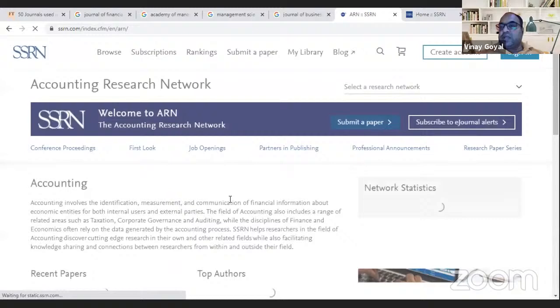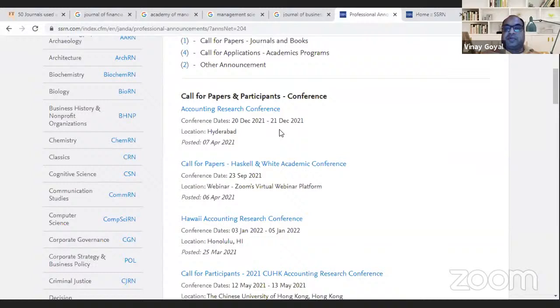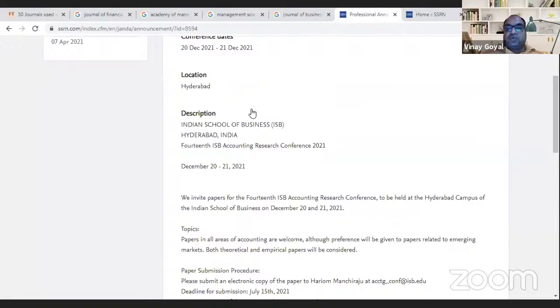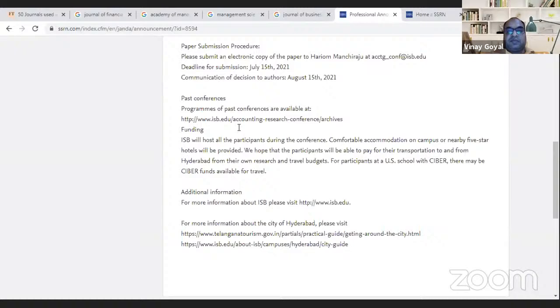Here you can see there are various types. Then I will go to professional announcements in accounting. Here you can see call for papers and conferences, accounting research conference. This is a very good conference. This is in Hyderabad, India. This is an ISB conference, with paper submission procedures and past conferences, and if you want more information, this is the past conference.